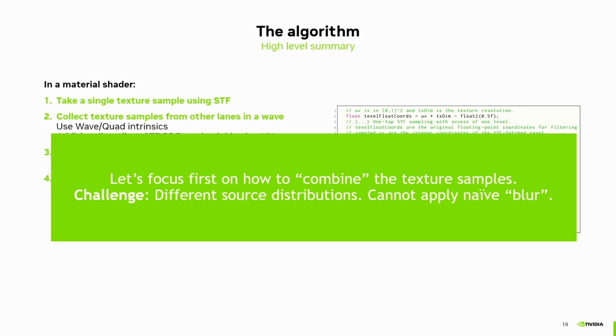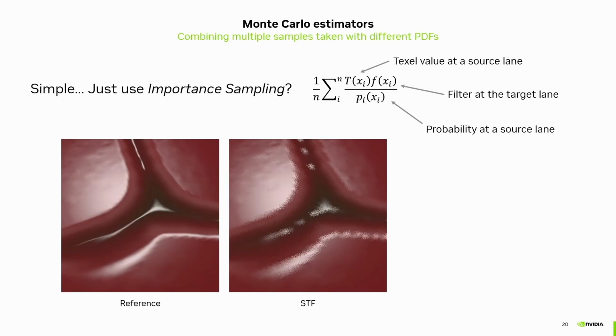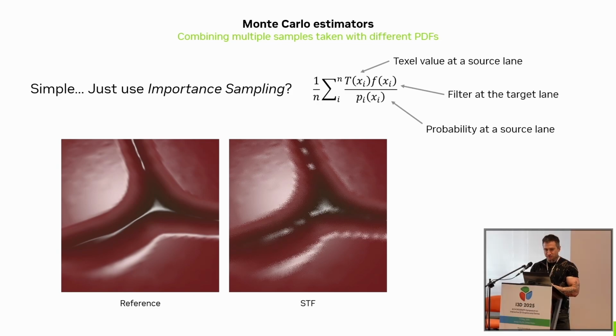Because they are taken from different distributions. Different pixels have slightly different UVs on screen, so the probabilities of taking those text cells will not be identical at the target lane. So the first idea for combining samples taken with mismatch of probabilities is kind of obvious, right? Just use vanilla importance sampling.